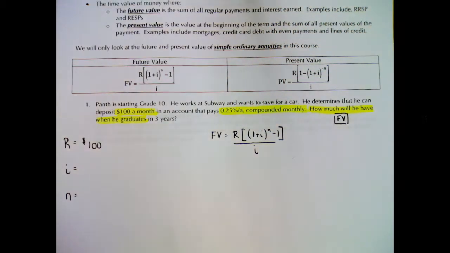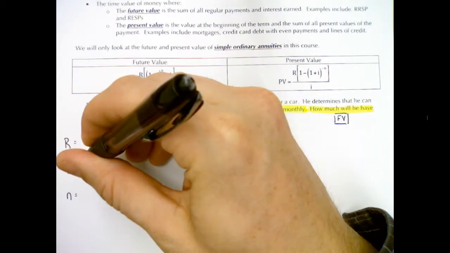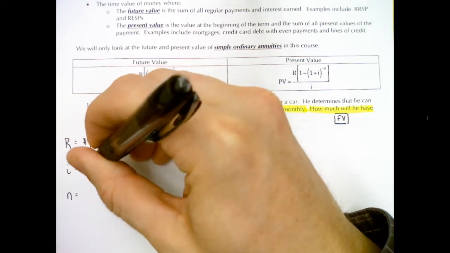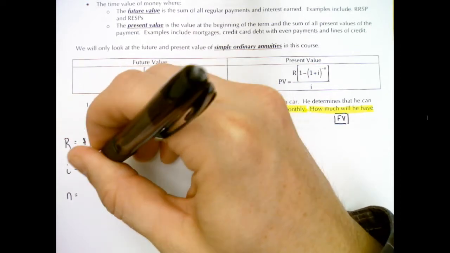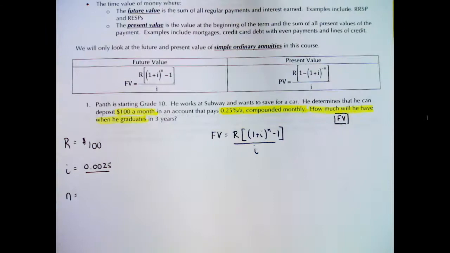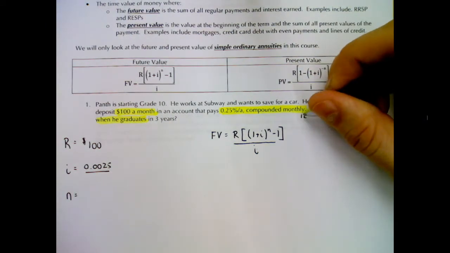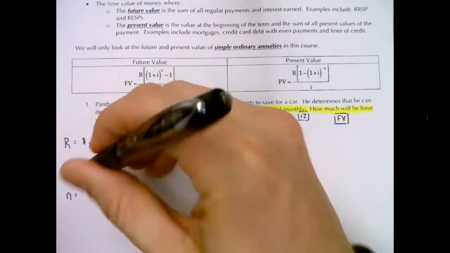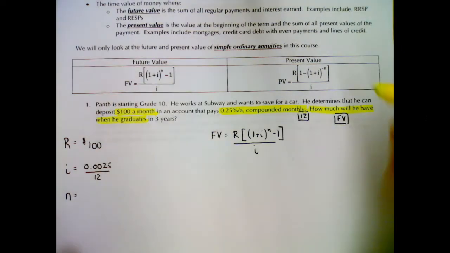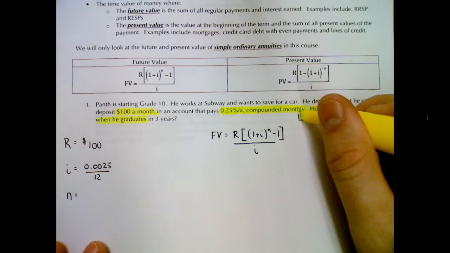So just like in the previous two lessons, working with I, we take our interest rate as a decimal, so that'd be 0.0025, and we're going to divide that by the number of times we're compounded in a year. Monthly means 12, so we're going to divide by 12. I'm going to highlight that number, that 12, pretty important.